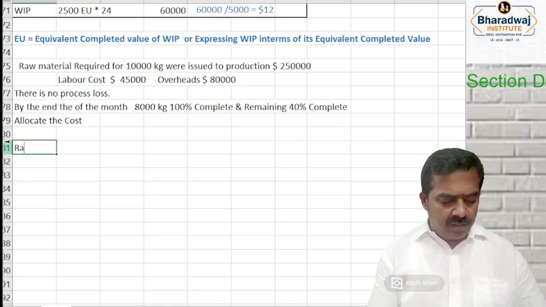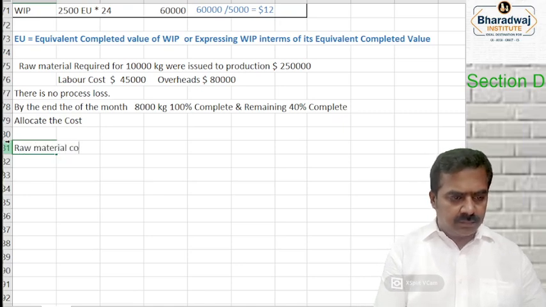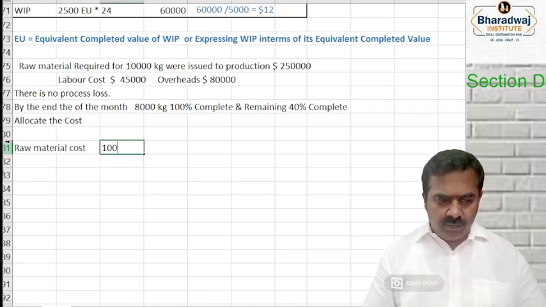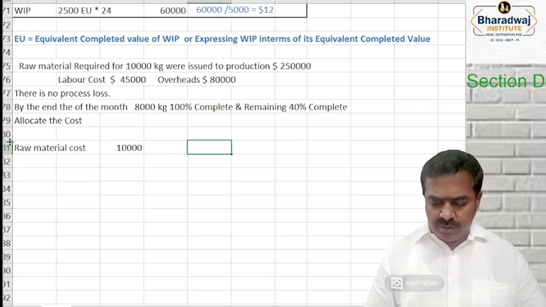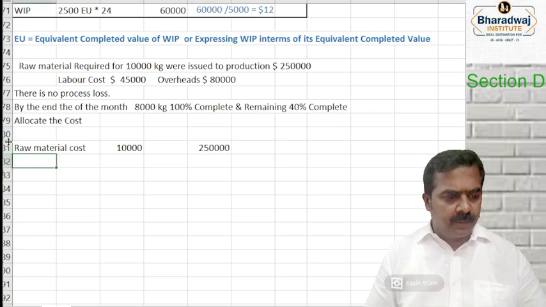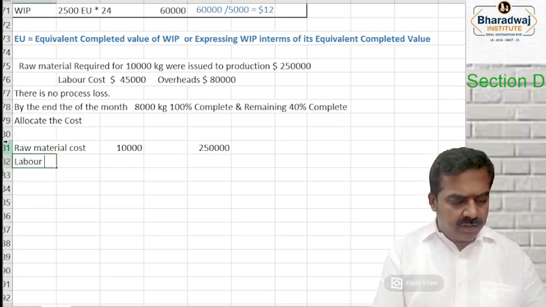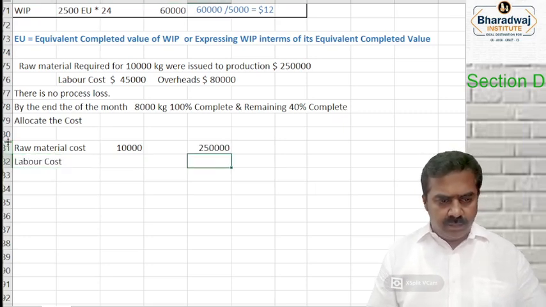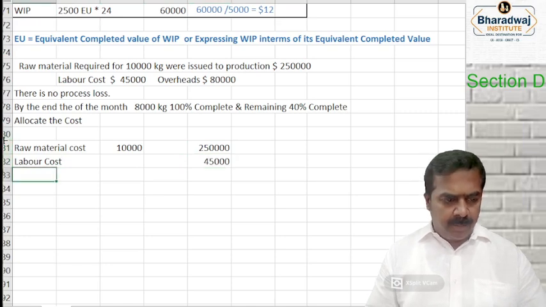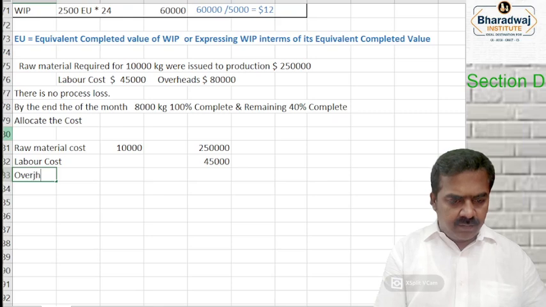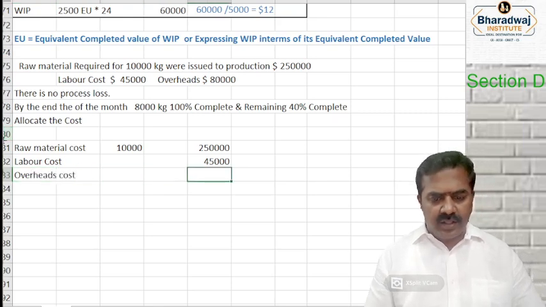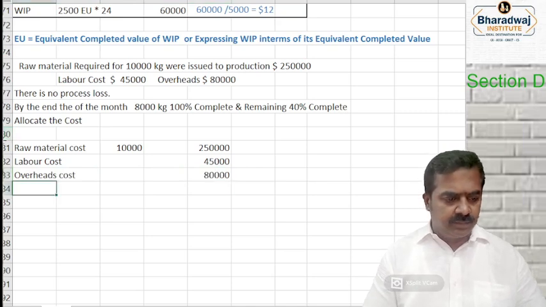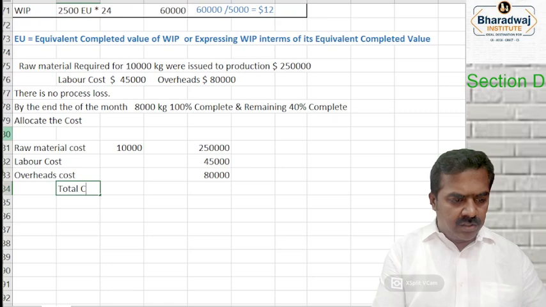What is the raw material cost? For 10,000 kg, it is 2,50,000. Labor cost $45,000. And overhead cost? Overhead cost $80,000. Total cost.